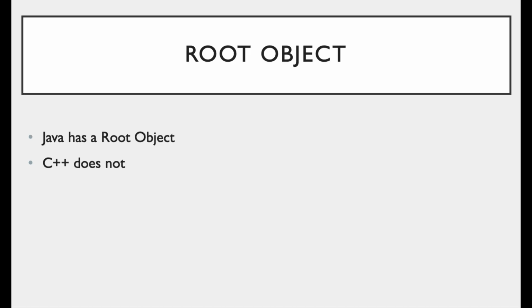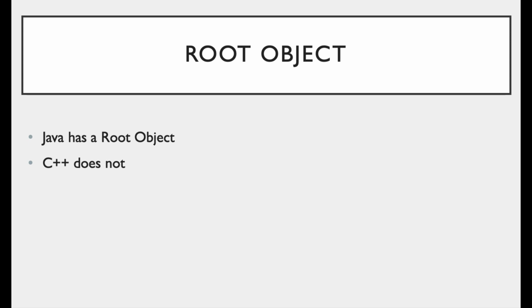Now, when you're going to create a language that has object-oriented programming in it, one thing you need to decide is whether or not your classes automatically inherit from a root class or a root object. In Java, they do inherit from a root object, and there's a class called Object that every other class inherits from. In C++, you don't have that.